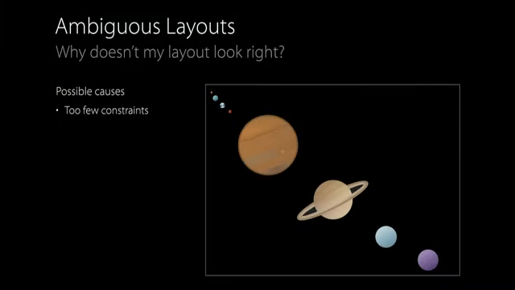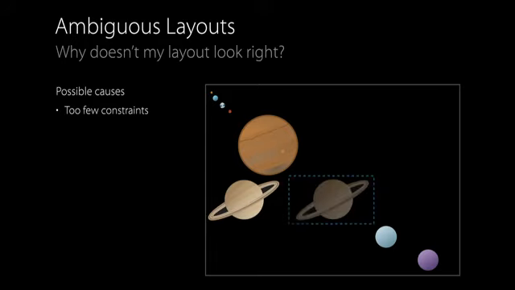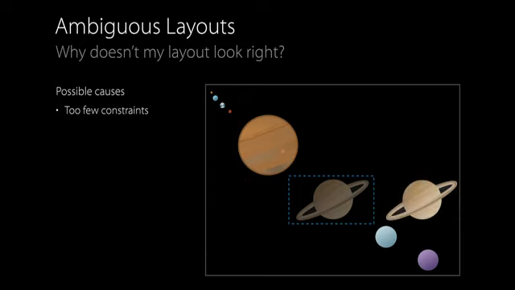A couple of possible causes of ambiguous layouts are simply too few constraints. If you're doing a planet's layout like this, and you know that you want Saturn in the middle, but your horizontal constraints aren't set up properly, the view may have to guess where to put it. So again, reminder, it should be in the middle. The engine put it off to the side. And the other solution it has for it is off to the other side, and it never actually lands in the middle. And that can be a problem because if it doesn't know where to put it, it's just going to put it somewhere that's not what you want. So you need to go back and add constraints on that view.